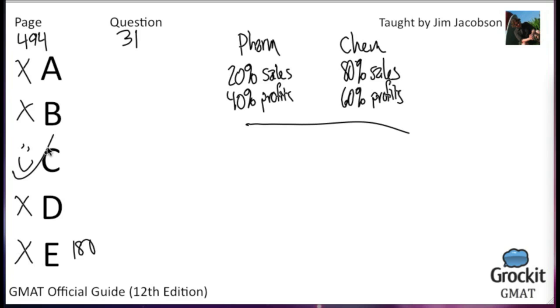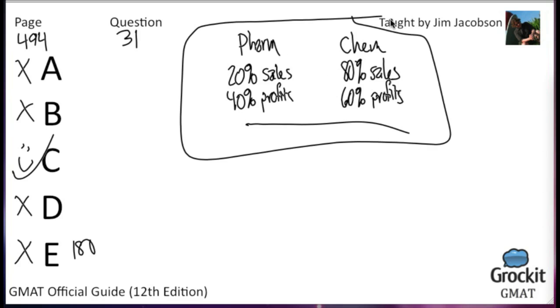That leaves us with choice C, that the chemicals department is just making less for every dollar of sales, but apparently they're still doing well. Or badly, I guess. I mean, sales and profits don't necessarily tell us anything about the health of the company, just that pharmaceuticals is making more money on every dollar they sell.